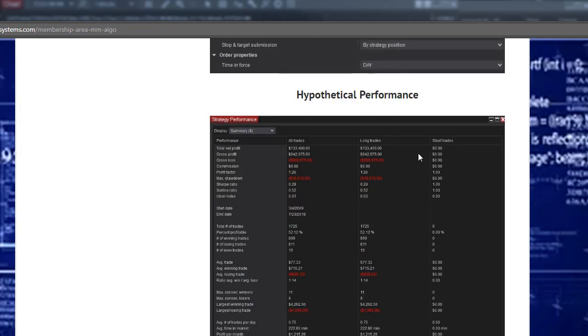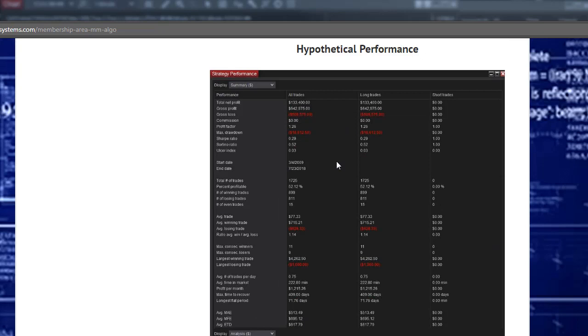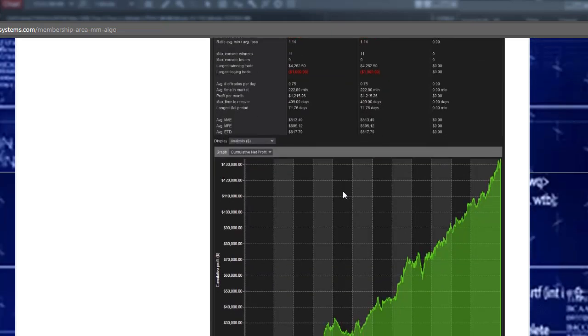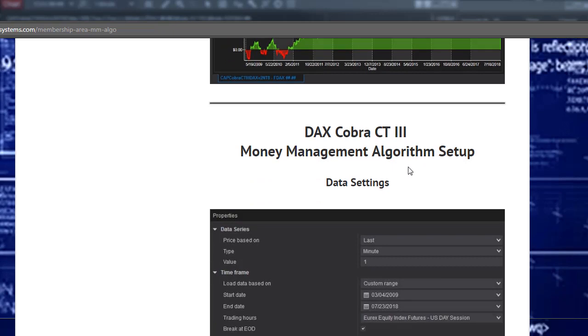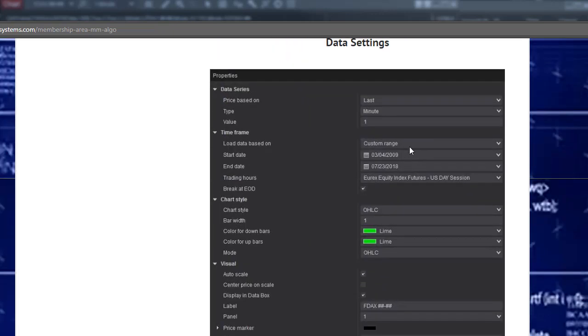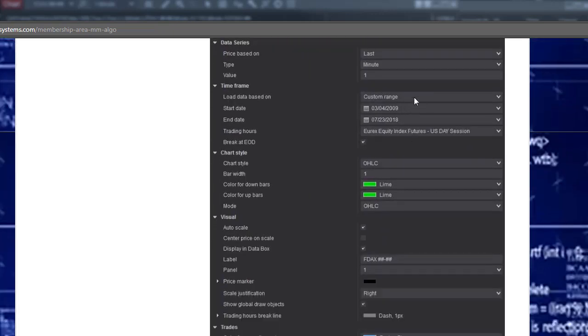And then the hypothetical performance: you see that $133,000 with an $18,000 drawdown, average trade profit of 77 euros. Here's the equity curve, nice equity curve. But we can improve that. I handpicked a couple of inputs that I really like. I'm going to show you those in a minute.